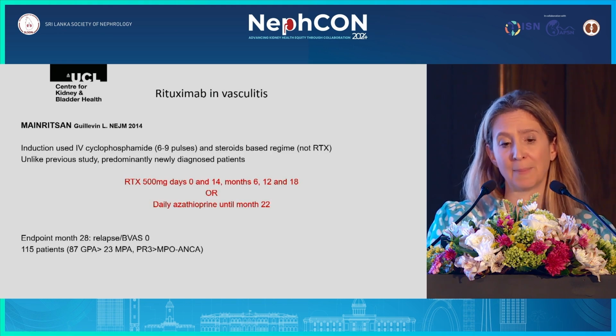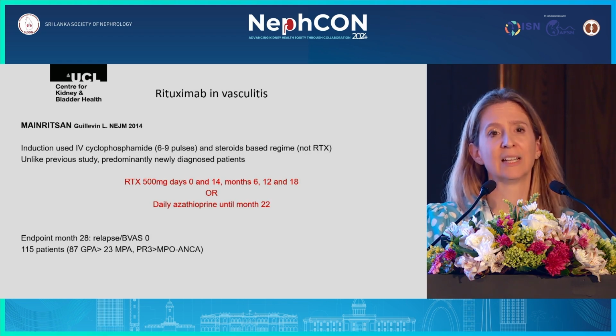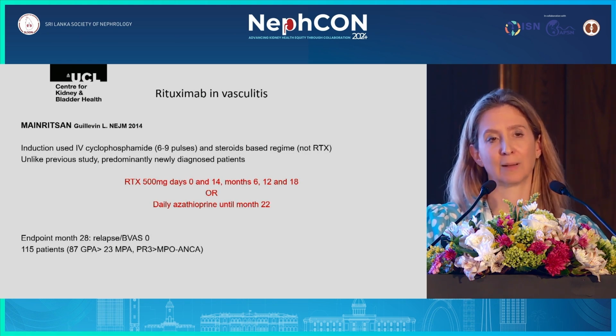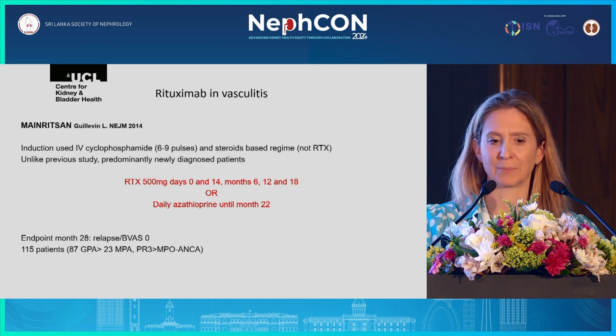The second maintenance trial, and the last trial to mention in vasculitis, is the MAINRITSAN, which looks at a European cohort. This is different to the previous trial in that all patients had induction with IV cyclophosphamide and steroids, not a rituximab-based induction regime. Unlike the previous study, this is also predominantly newly diagnosed patients rather than relapsing patients.